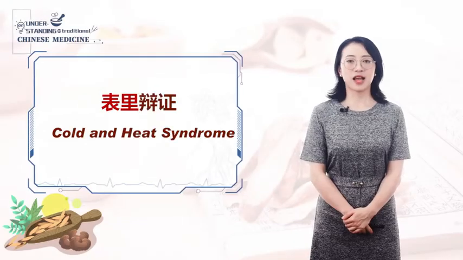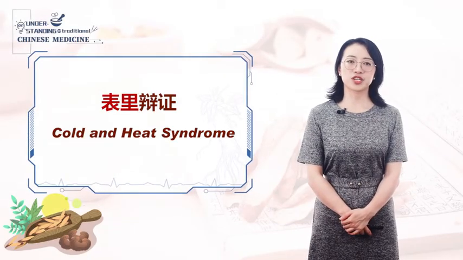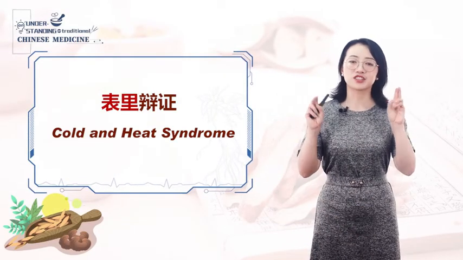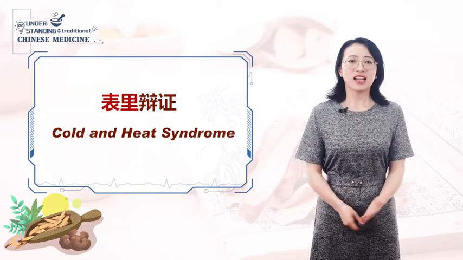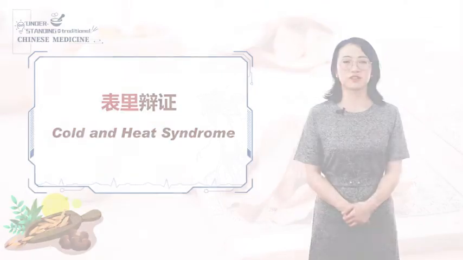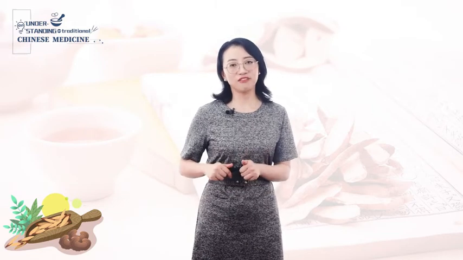The second aspect of 8 Principles Syndrome Differentiation is the nature of the disease. That is cold and heat differentiation. From the Yin Yang theory, we know that cold and heat are two principles used to identify the specific natures of a disease. Pathogenic factors can also be classified into Yang and Yin in terms of their nature. Healthy qi is also divided into Yang qi and Yin fluid.